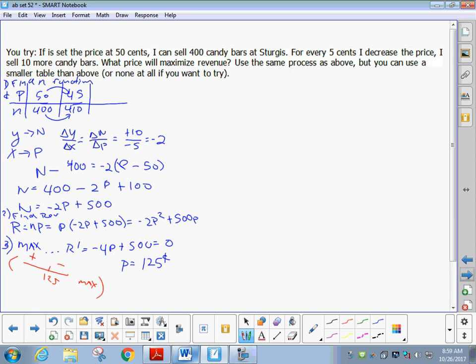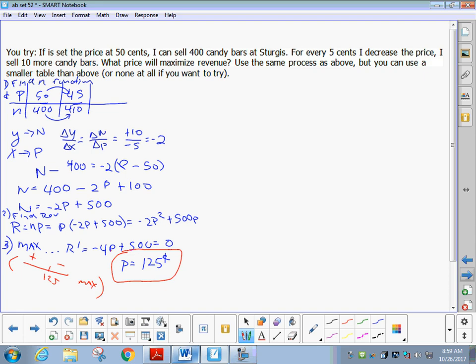Last but not least, make sure you answer the question. The question might be one of two things. What is the price that maximizes revenue? Or what is the maximum revenue? What did they ask for? What price will maximize revenue? So did I answer the question? I did. This is the price that maximizes revenue. Had they asked what's the maximum revenue, then I would have had to put that into my revenue equation.